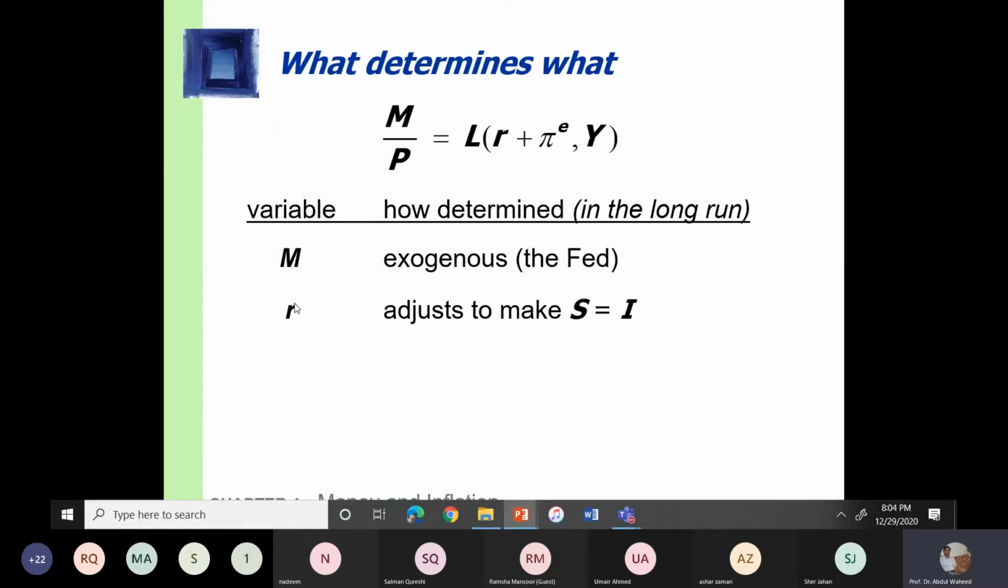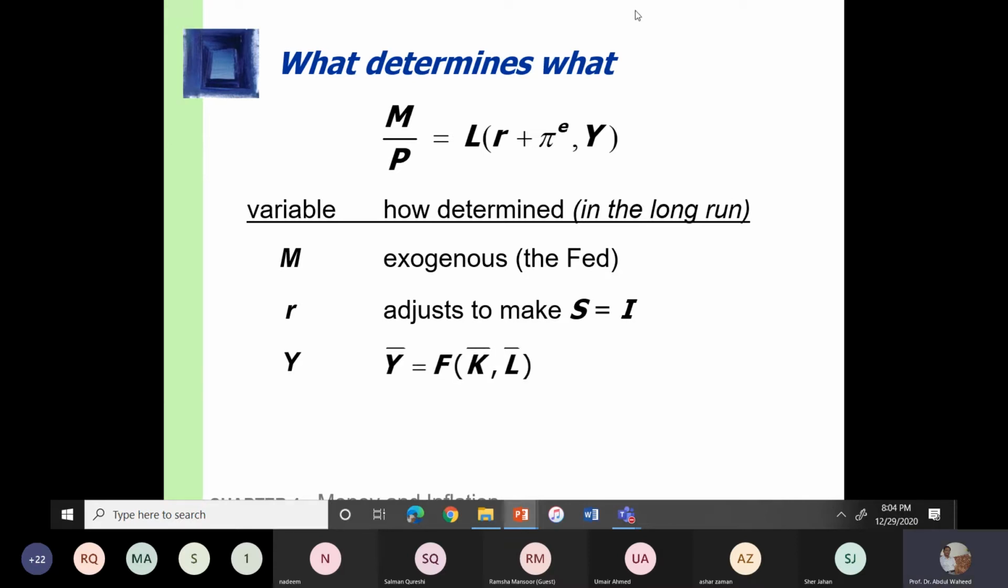Then the real interest rate would be determined through the loanable fund market, through the supply of loanable funds and demand for loanable funds, through saving and investment. Saving is the supply of loanable funds and investment is the demand for loanable funds. So when saving equals investment, there is equilibrium in the loanable fund market, and this will determine the equilibrium real interest rate, which we discussed in our previous chapter.